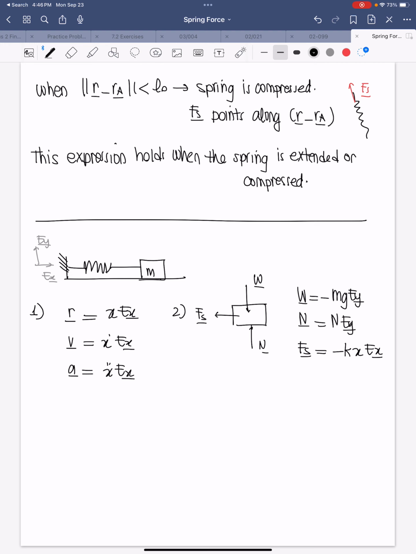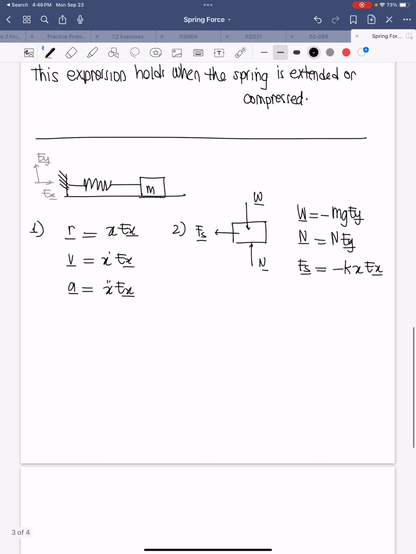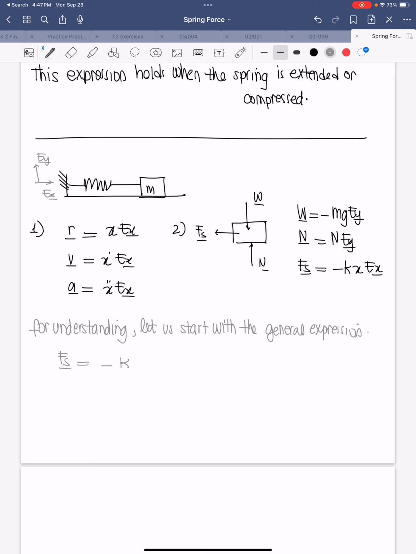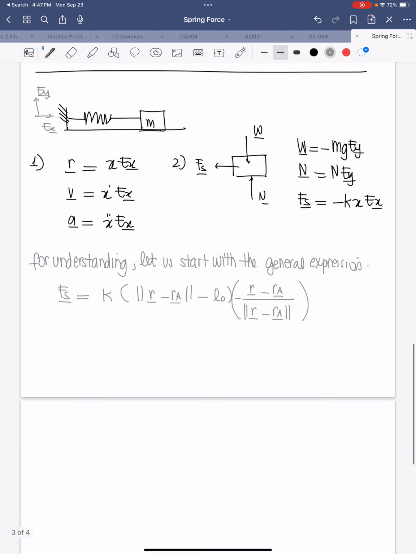Let me just start, just for educational purposes, for understanding, with the general expression. So the general expression is Fs is equal to minus k, or sorry, let me put the k inside the parentheses, minus k times (r minus ra minus L0) times r minus ra, with a minus sign here. Okay, perfecto. So let us figure out what r and ra are.